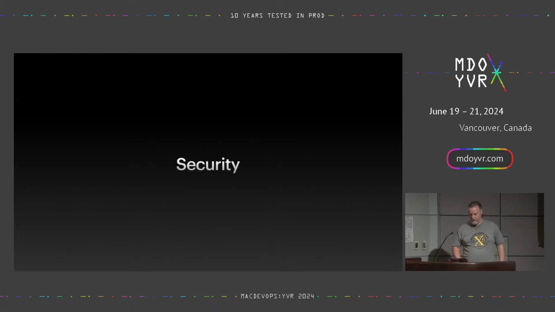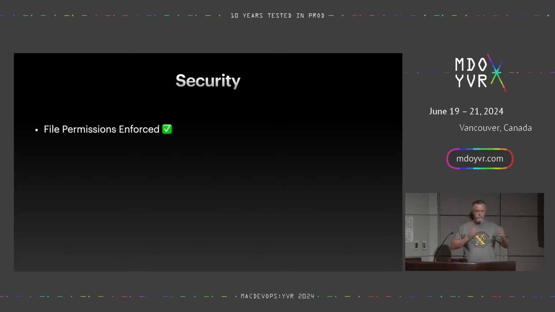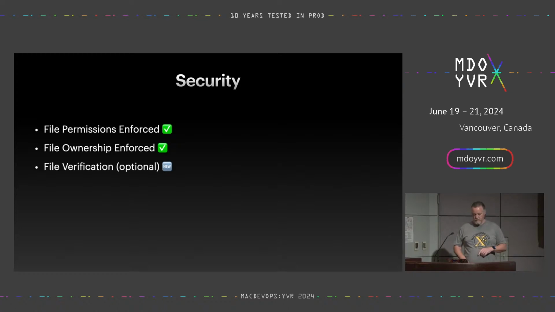Feature number 3, security. We seem to be talking a lot about security today, which is a great thing. So what are we doing there? File permissions are enforced. That was already a feature of Outset 3. File ownership is enforced. That was also a feature of Outset 3. So your files need to be owned by root and have appropriate execution permissions by root as well. So the new thing is file verification.